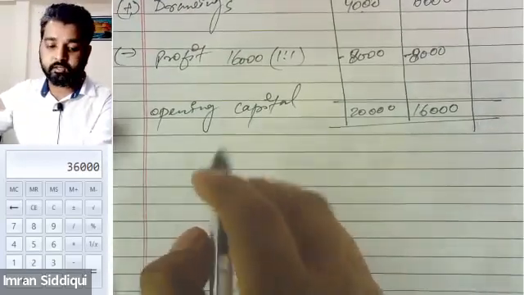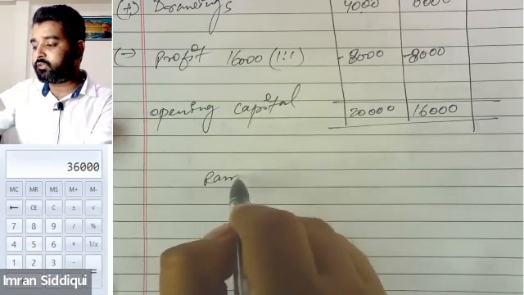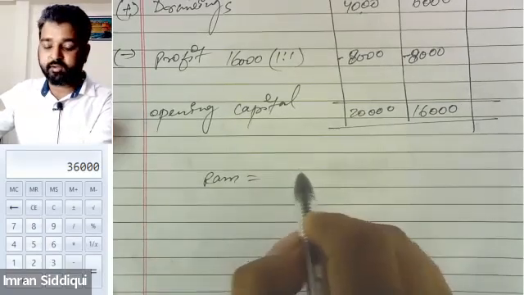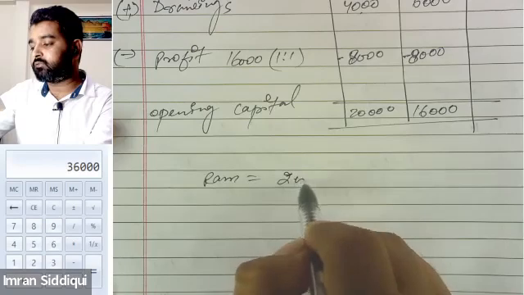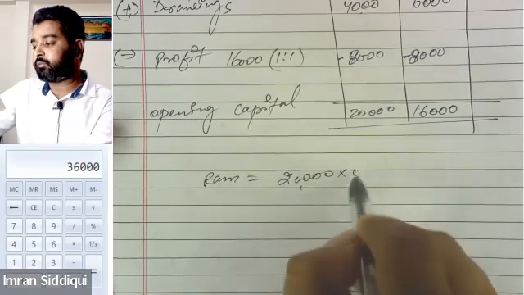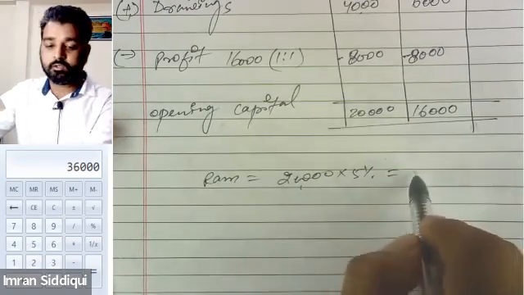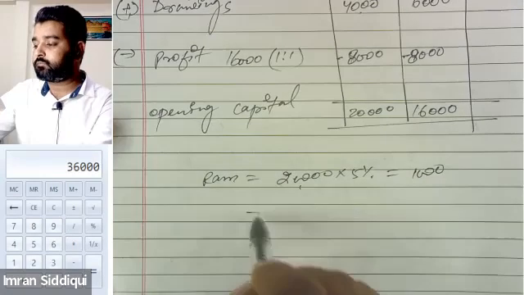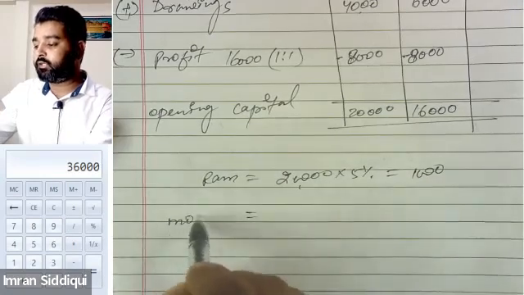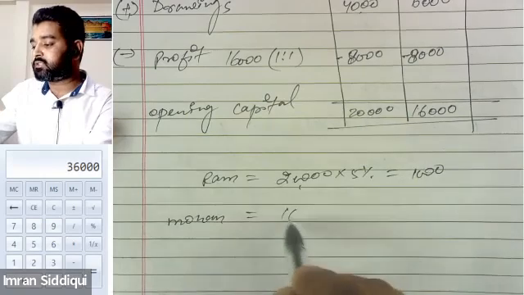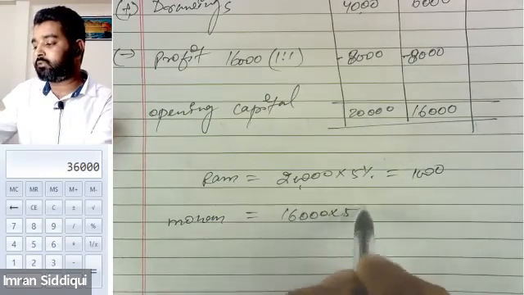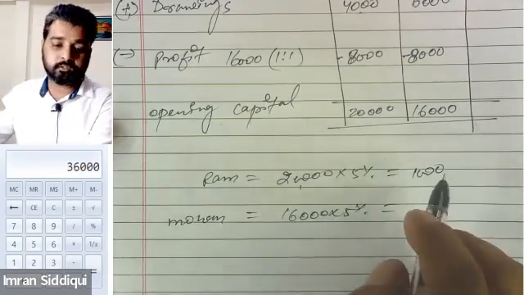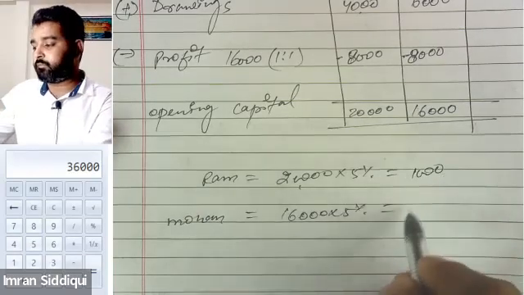So for partner A, Ram, the rate of interest will be 5%. So on 20,000 we will charge 5% per annum. So it will be 1,000. And for Mohan, on 16,000 we will charge 5% for the entire year. 5%, 800.